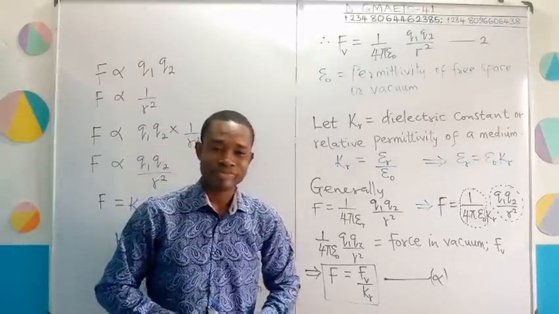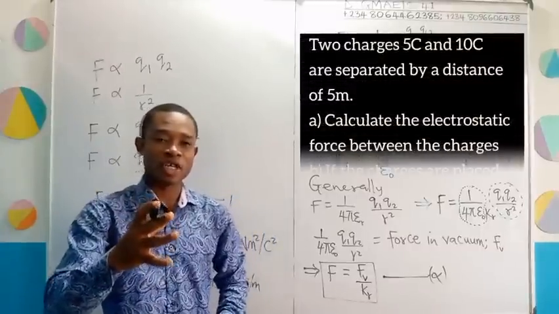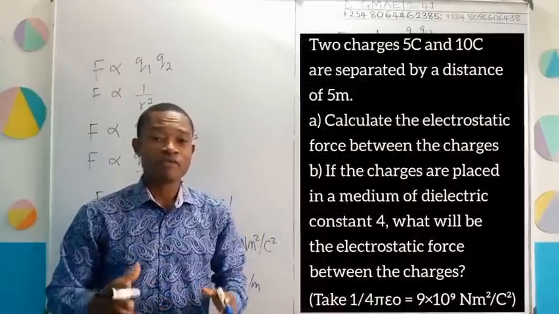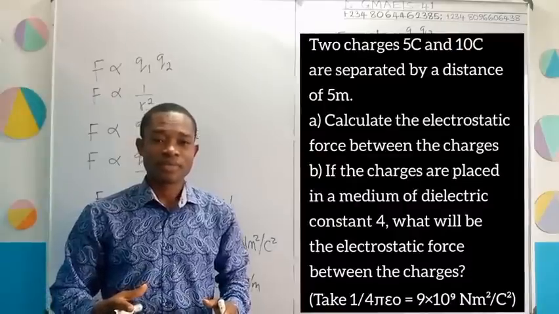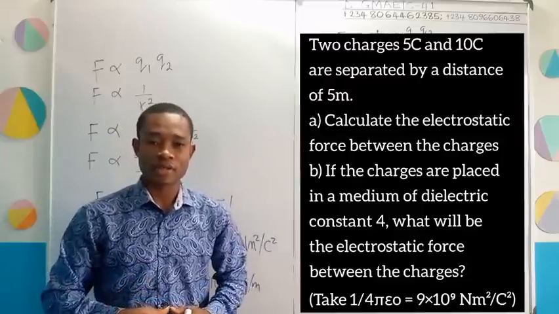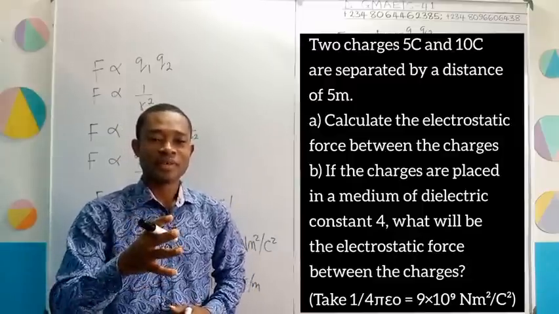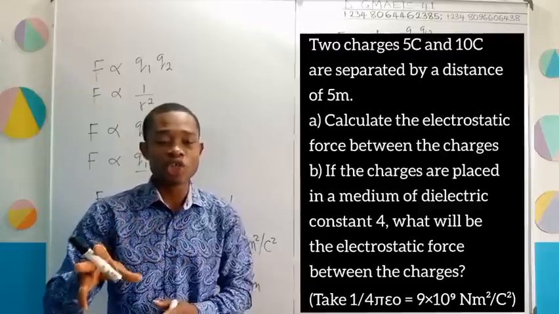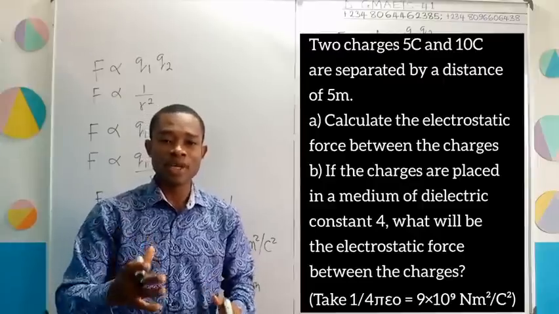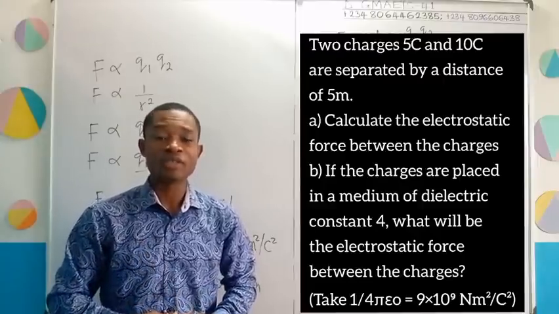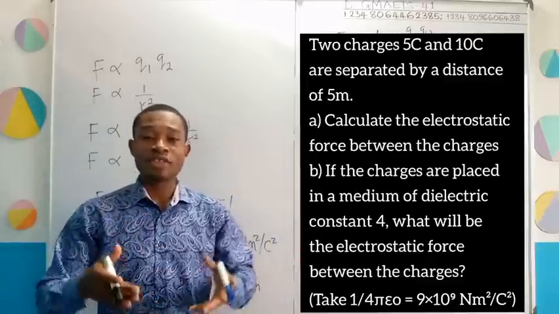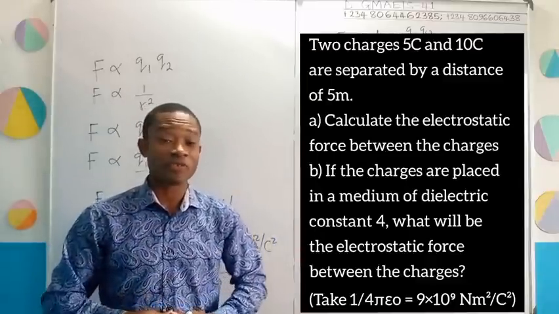So we go. Two charges, 5 Coulomb and 10 Coulomb, are separated by a distance of 5 meters. A. Calculate the electrostatic force between the charges. B. If the charges are placed in a medium of dielectric constant 4, what would be the electrostatic force between the charges?